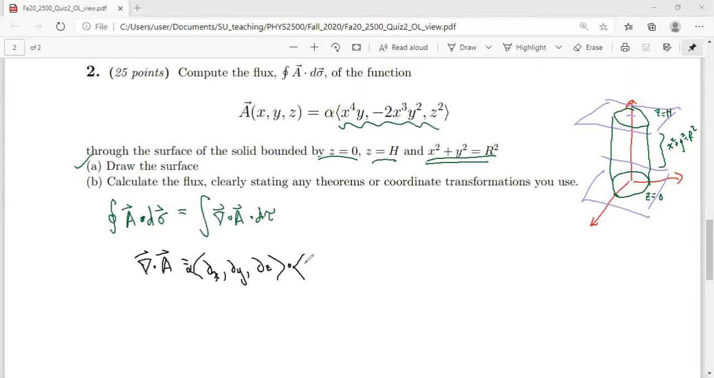And I'll just put that alpha out front. x to the 4th y minus 2x cubed y squared z squared. Okay, the d by dx of the first term, we get an alpha out front, of course, is 4x cubed y. Next term, I get minus 2 times 2 is 4 x cubed y. I really like this so far. And then d by dz of the last term is just 2z.